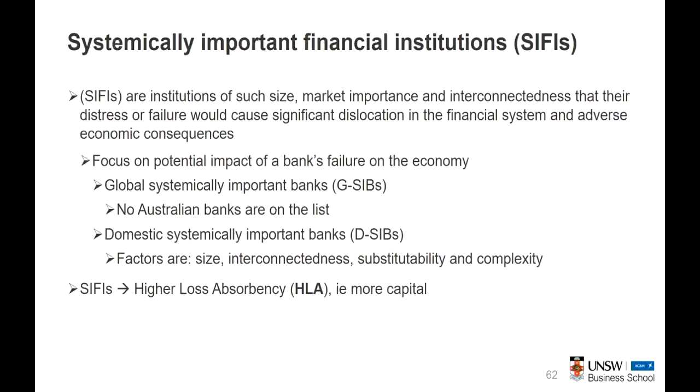We then have systemically important financial institutions. What's the definition? It's not just about how large institutions are. Size is one of the criteria, but it's not the only criteria. It's size, market importance, and interconnectedness, such that if they fail, it would cause a significant dislocation in the financial system and adverse economic consequences. So you're large, but you also have market importance, which means if you are not in the market, consumers suffer.